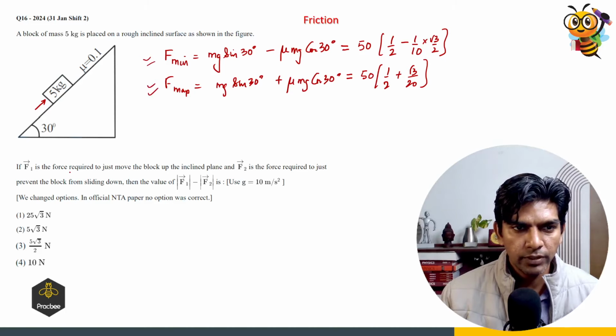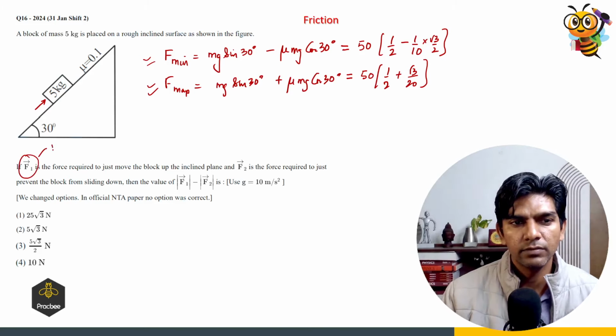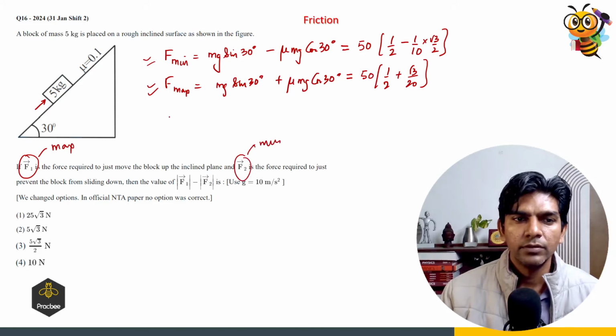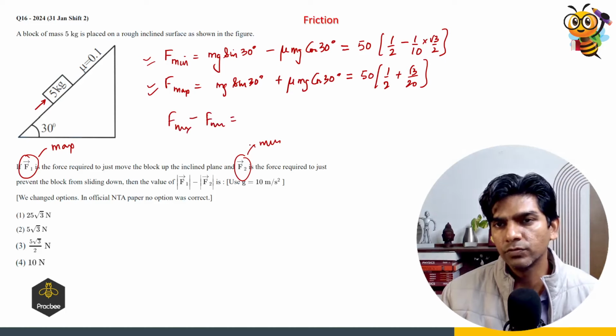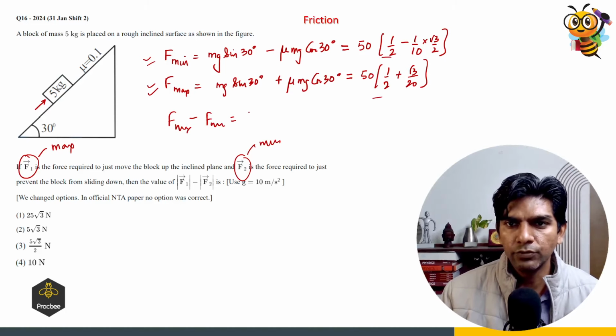So here F1 is the force required to just move the block up the incline. So if it is moving up the incline, basically F1 is maximum, right? And F2 will be minimum. So F max minus F min, if you take the difference of these two, the first term will get cancelled out. So it will be 2 times 50 times root 3 by 20.